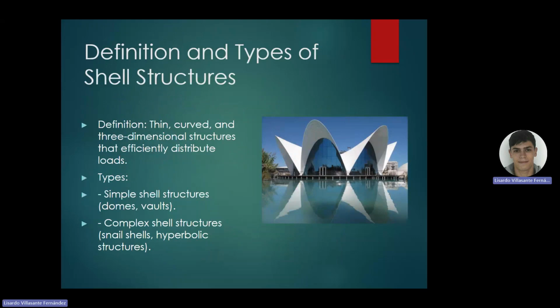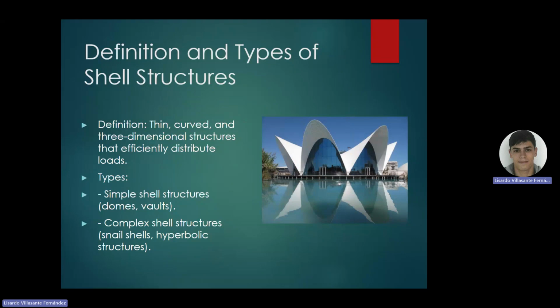The definition and types of shell structures. Now let's delve deeper into what defines a shell structure and the various types that exist. Shell structures are characterized by their thin, curved, and continuous surface, which can span large areas without the need for internal supports. This is achieved through their geometric properties, which allow them to distribute loads efficiently across their surface.